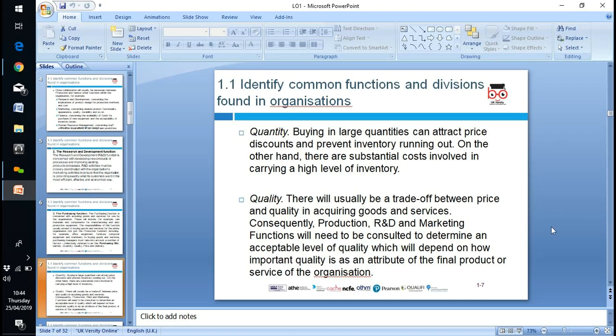But anyway, the quality and the price are very important factors.